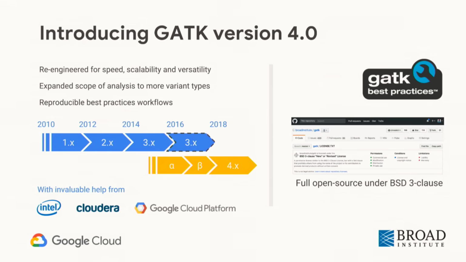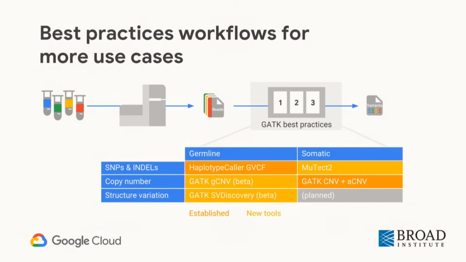But it's not just about the technical performance, although that's very important. We've also put a lot of work into expanding the scope of analysis to cover more variant types. Where previously we were very focused on germline short variants, which was kind of what we were known for, now we've expanded that to cover all the major variant classes, including copy number and structural variation, in both germline and somatic mutations. So we're now able to cover almost all of these use cases, and the remaining one that is not quite implemented today, somatic structural variation, is planned. We have that on the roadmap. We hope to deliver that later this year.